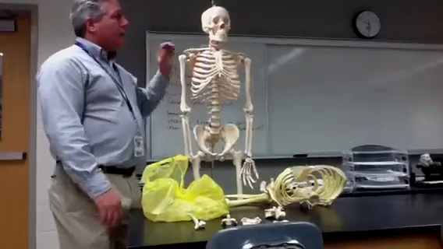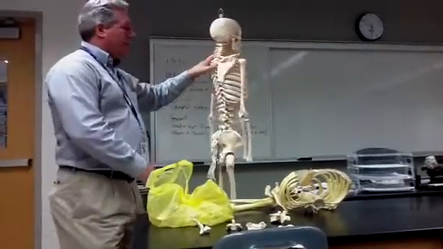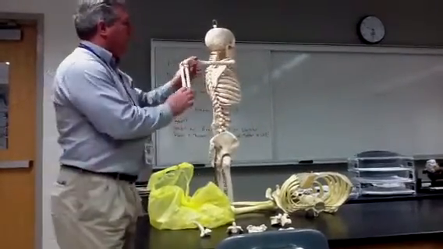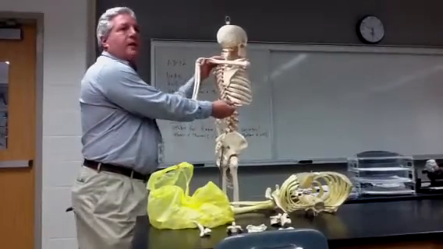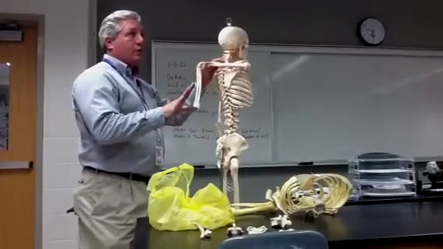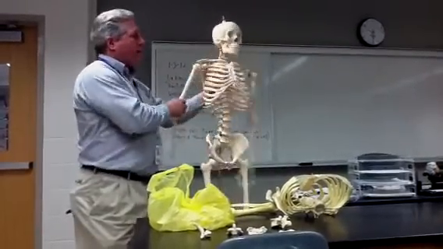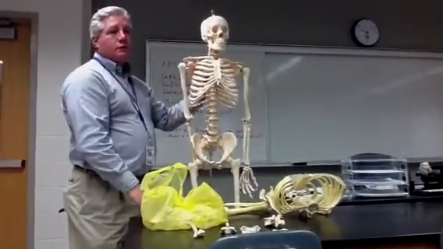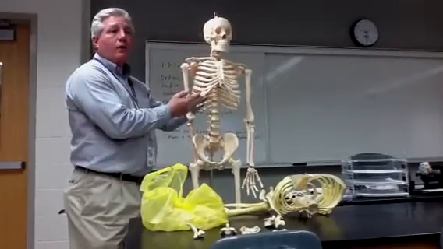If we look at the false ribs, we can break those down further to these little 2 that are hanging out. These guys are called floating ribs because they have no attachment at all. So that's our ribs: 12 pairs, first 7 true, next 5 false.